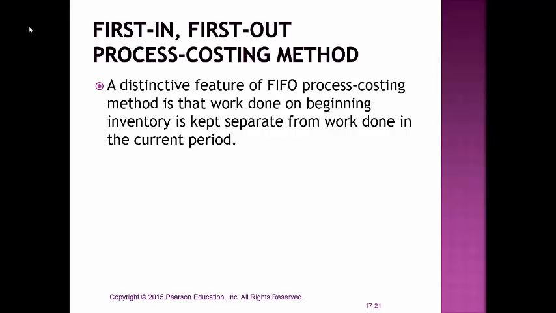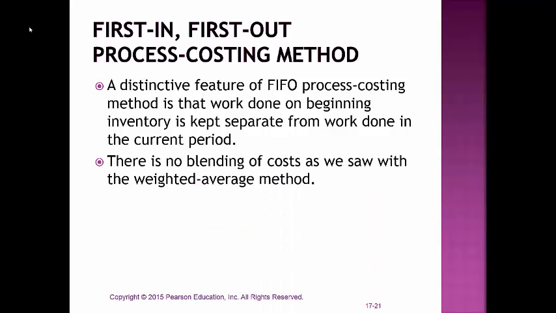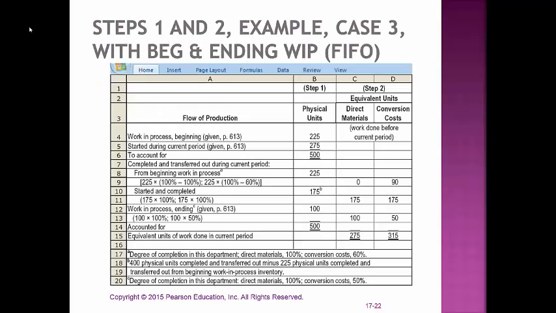And we're going to see that we're keeping these costs separate, and you're going to see that the form changes. So again, if you've printed out the 2 pages of the Excel spreadsheets that I loaded for Chapter 17, you'll see that the FIFO form is definitely different from the weighted average form. Alright, so let's take a look. We will still use the 5 steps.